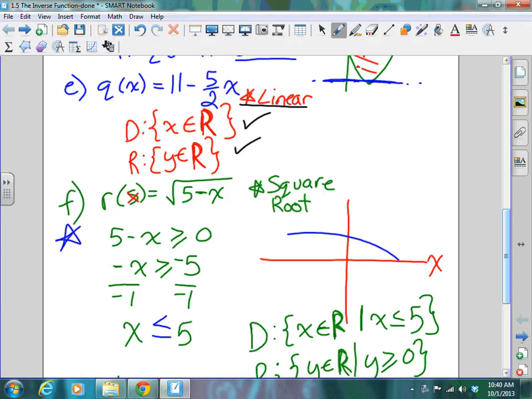Okay? Taking a look at this, ladies and gentlemen, we have r of x, and we have a square root of 5 minus x. Again, it's a square root function, and the expression underneath the square root cannot be negative, so we let it be greater than or equal to 0.